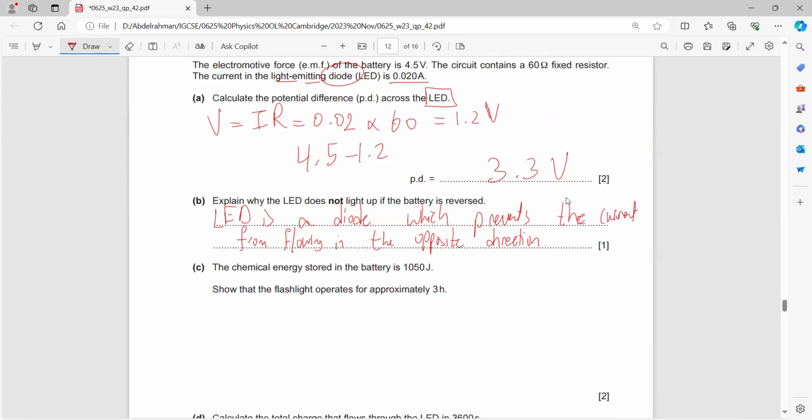Show that the flashlight operates for approximately 3 hours. What should I do? Any ideas? Time is energy over power.